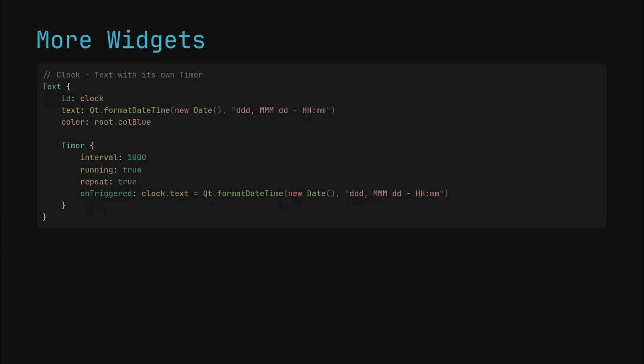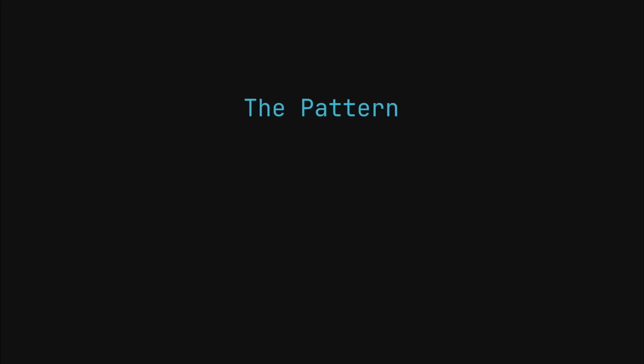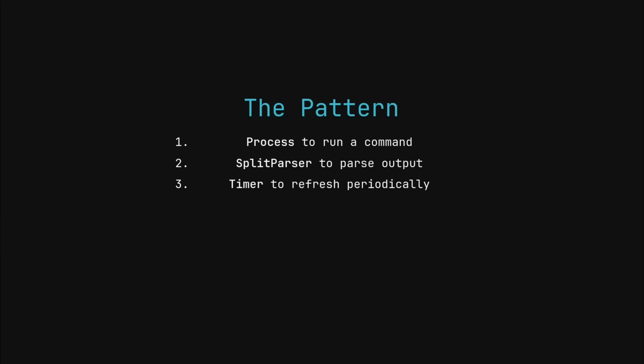And then something like a clock would be very similar to that, but we would leverage Qt's format datetime function here, and it'll be pretty easy to add. We don't actually need to do any shell commands or parsing for that. And as you can see, these kind of all follow the same pattern. It's going to be use a process to run a command, use the split parser to parse the standard output, and then add it to the timer to refresh it periodically, and then render text to display it. So that's it. That's every single widget is going to follow this pattern.